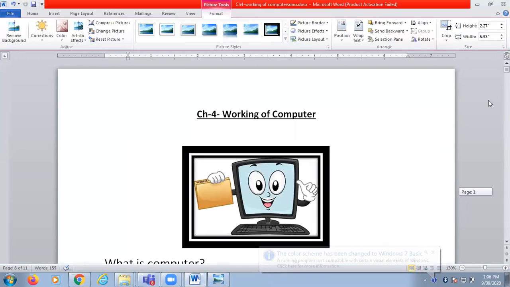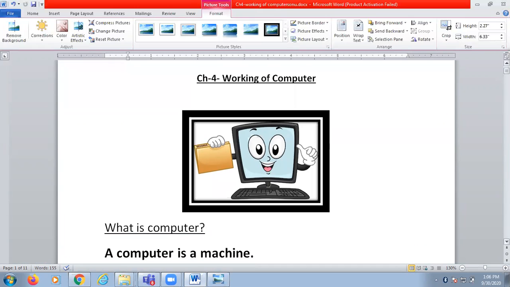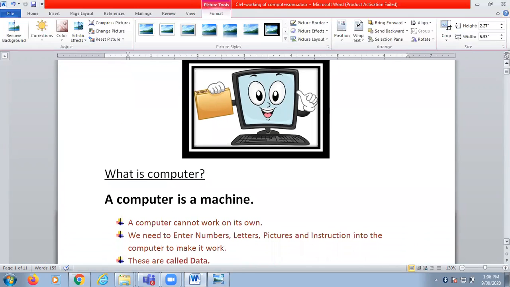Let us start with chapter number 4, working of computer. As we all have learned in the last class also, what is computer? Computer is an electronic device. Class, it doesn't use its own mind. It needs our instruction to work. So we give instructions to the computer so that it can work.